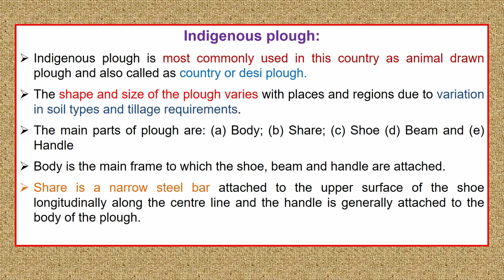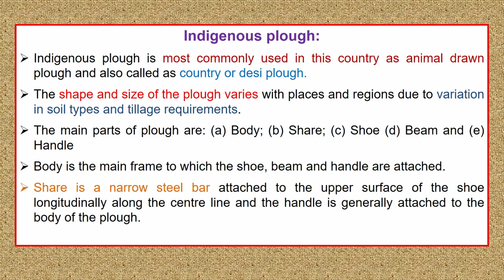The shape and size of this plough varies with the place and the region in order to suit the variety of soil conditions and tillage requirement. In case of heavy soil, the size of the plough will be small because the larger the size in heavy soil, the more energy it demands and a pair of bullocks cannot pull it.